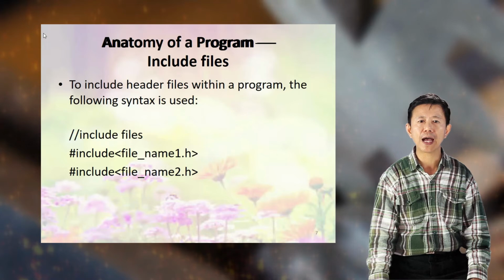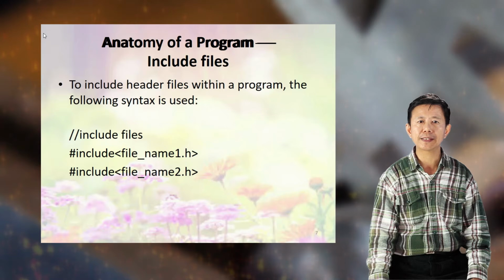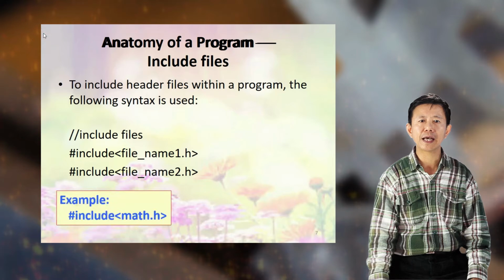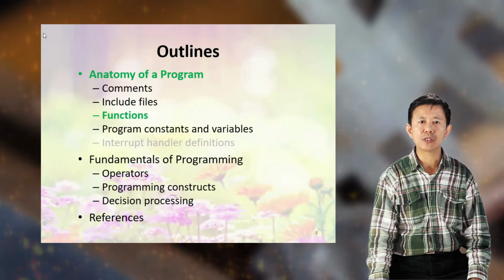To include a header file within a program, the following syntax is used: #include <filename1.h>, #include <filename2.h>. Here is an example for including the maths.h file. The next subsection I'll talk about is functions.